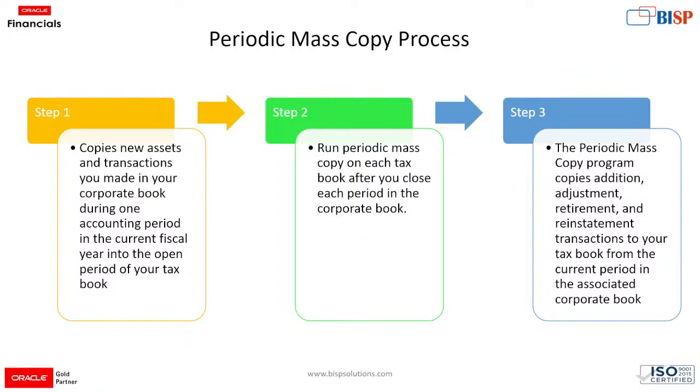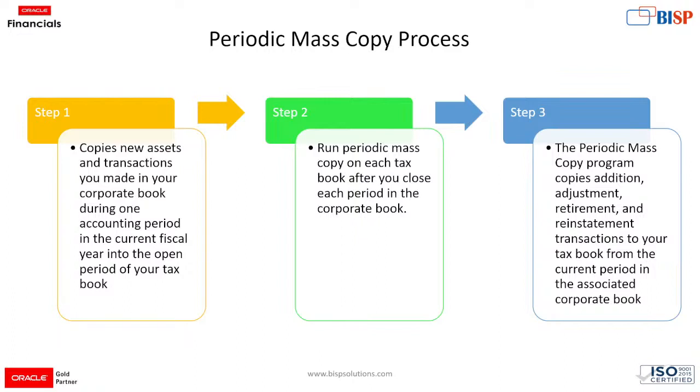In Oracle Fusion Asset Management, the periodical mass copy feature is used to keep your tax book up to date with your corporate book. You enter the asset in the corporate book, then you copy that to your tax book, right? So that is how the things are performed. And Oracle Asset copies the new asset and transaction you made in your corporate book during one accounting period in the current financial year into the open period of your tax book.